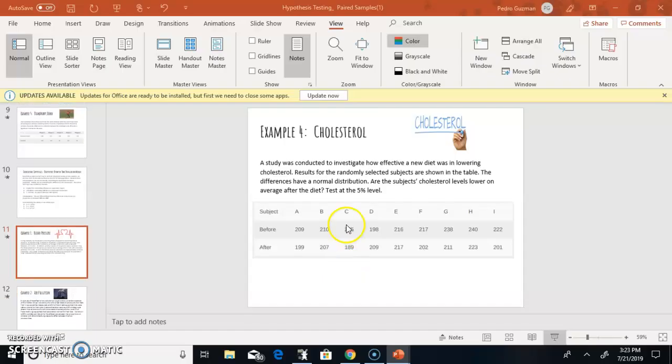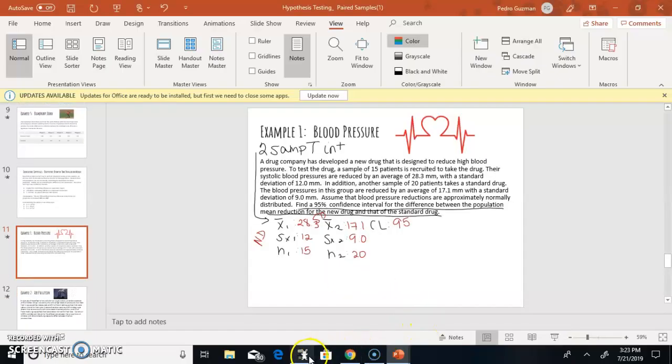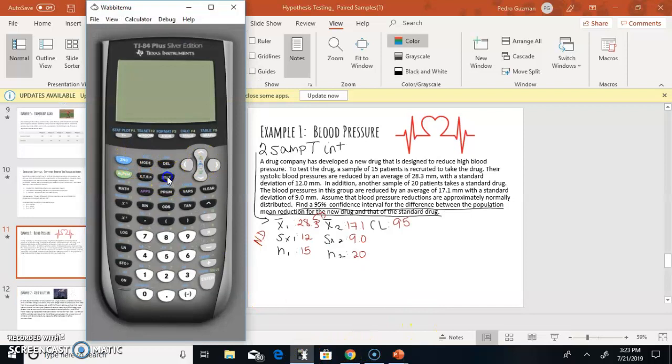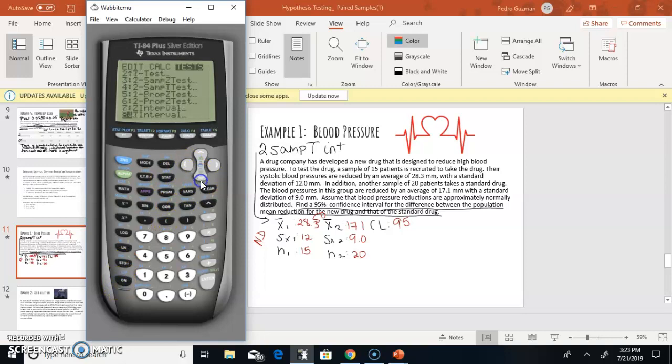Okay, so I'm going to pull up the calculator. All right, so stat, I'll turn it on first, stat, test, we want a 2 sample t interval. For mine, 2 sample t interval is 0. You want to check your calculator and see what number that falls on. We want to choose stats because they gave us statistics.